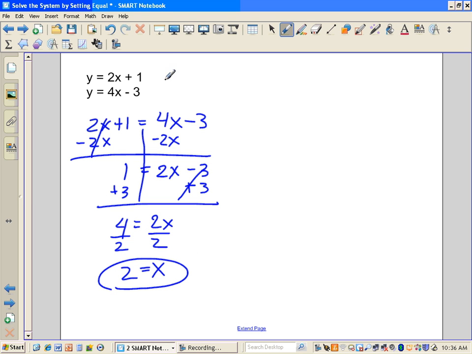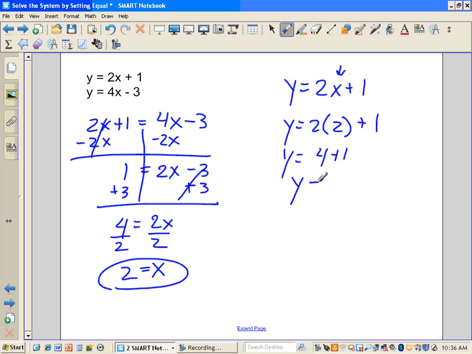So take, again, either one of the equations here. I'm going to take the top one this time because it doesn't matter. It should work the same for either one. I'm going to put 2 in for this x right here. So I have y equals, this 2 is the original part of that equation. My x is also 2. I filled that in. And then I'm just simplifying. 2 times 2 is 4, plus 1, y is equal to 5. So I have 2, 5 as my x and y coordinate point.